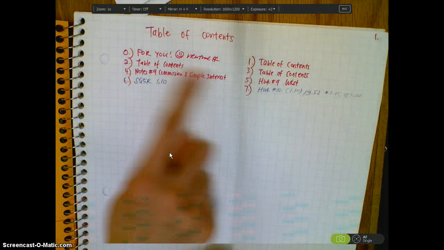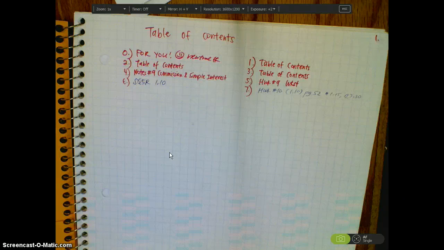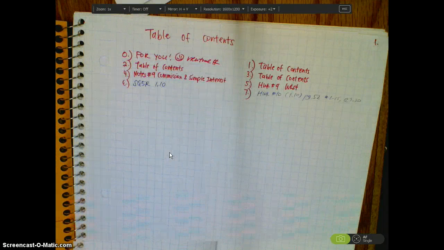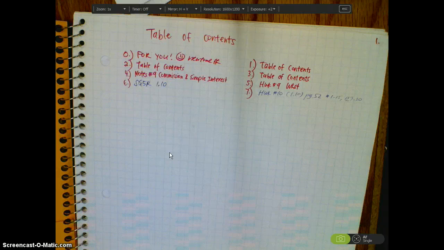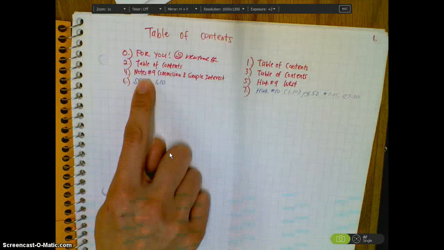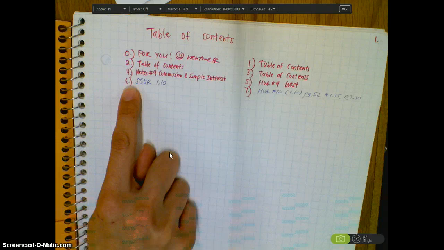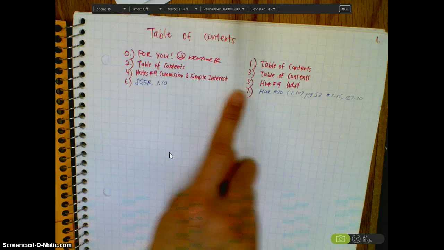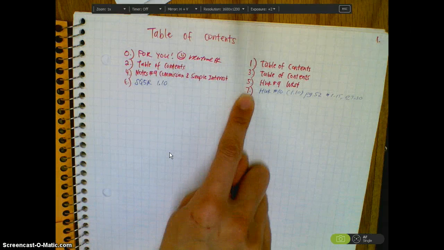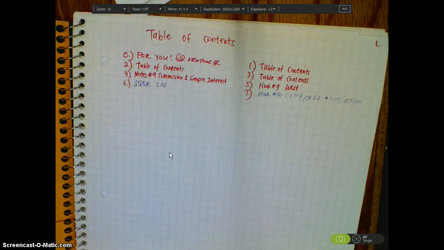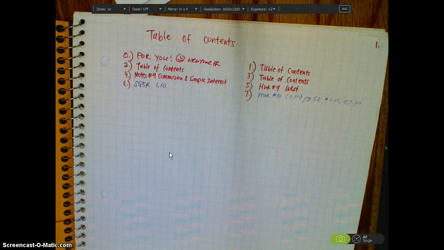Page 2 and page 3 are also table of contents. So that means here in this page, next page 2 and next page 3, they're both going to be future table of contents. Page 4 and page 5, we've already started notes on page 4 and then homework on page 5, and that's how we're going to follow the pages in the future. But page 6, we have an SQ5R where we did notes in class, and then 7 is our homework. So that's our table of contents. Feel free to pause the video because I'm going to move on.